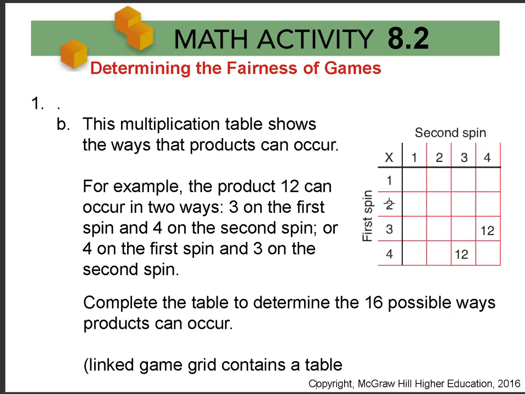Then in part B, we give you a multiplication table. We have the first spin 1 to 4 and the second spin 1 to 4. And you can see there are 16 spots. So for example, 4 times 3, 12, and then 3 times 4, 12. So there are 2 ways to get a 12. So complete the table, which is also on the game grid page, to get the 16 products.